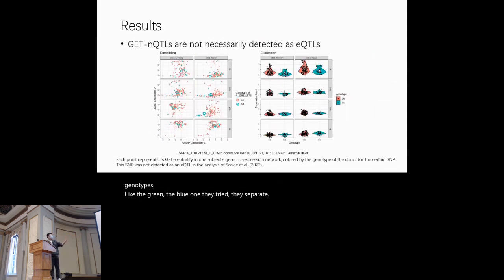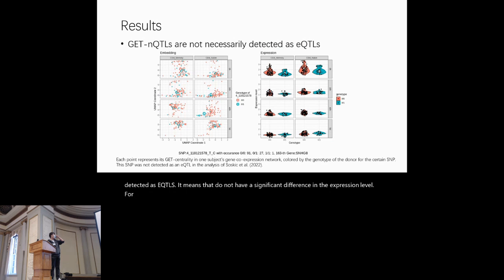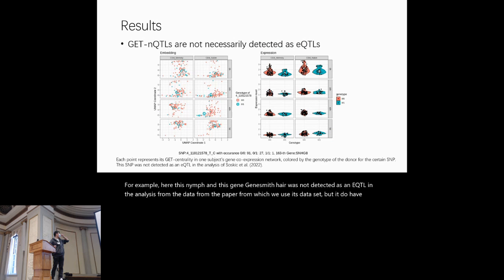The third result is that, as we mentioned, some of the nQTLs are detected as eQTLs, meaning they also have different expression levels. But we also observed that some of the nQTLs are not detected as eQTLs, meaning they do not have a significant difference in expression level. For example, this SNP and gene pair was not detected as an eQTL in the analysis from the paper whose data set we use, but it does have nQTL significance here.